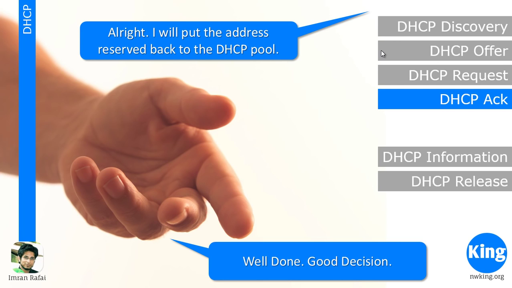So the mandatory steps are DHCP discovery, DHCP offer, DHCP request, and DHCP acknowledgement. So that is how an IP address is configured.